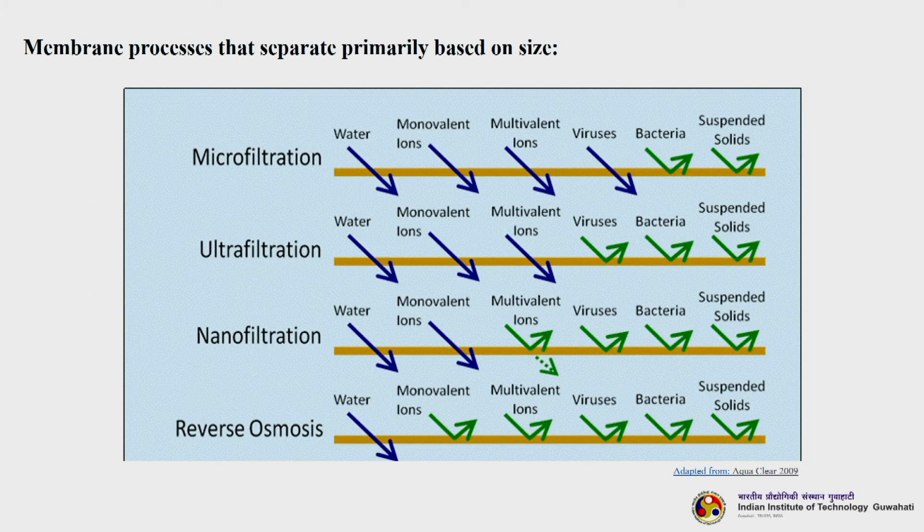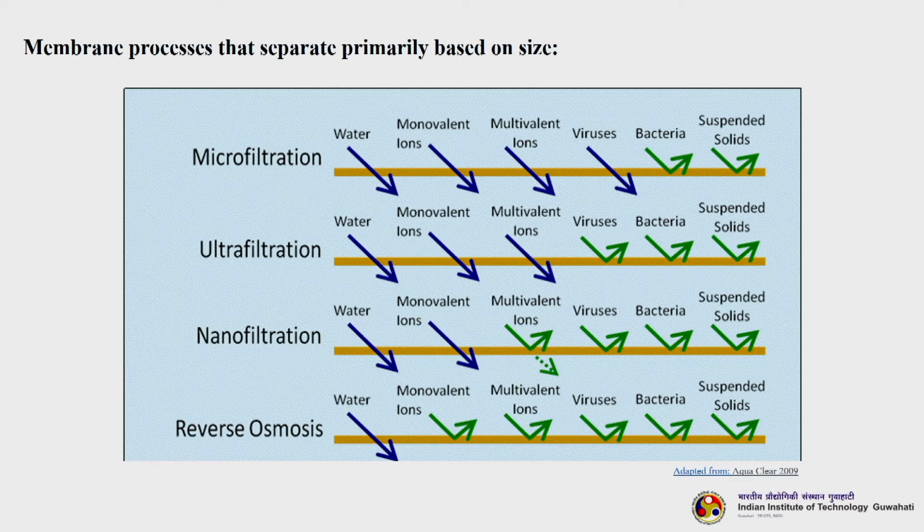So, let us now see, this slide will tell you how the membranes separate based on size. I have given the 4 basic pressure driven membrane processes: microfiltration, ultrafiltration, nanofiltration and reverse osmosis. Please have a close look at the slide. You can see that in microfiltration, water, then different monovalent ions, multivalent ions as well as virus will pass through. That means, the microfiltration membrane will allow all these to pass through to the permeate side, whereas it will retain bacteria and suspended solids.